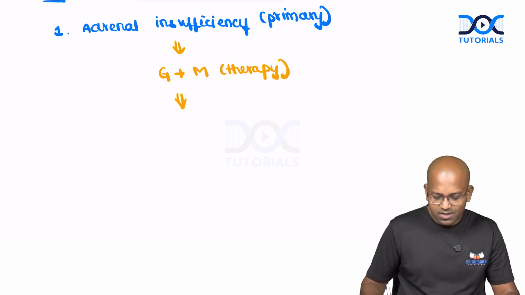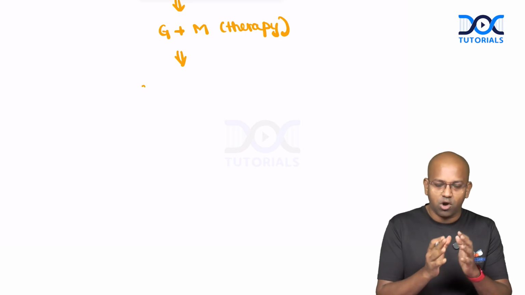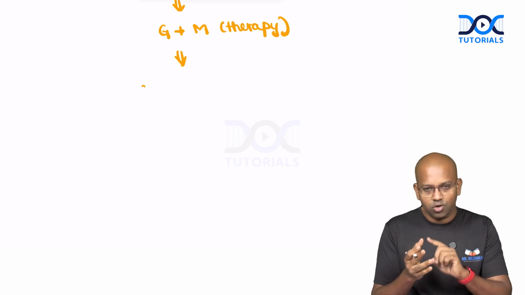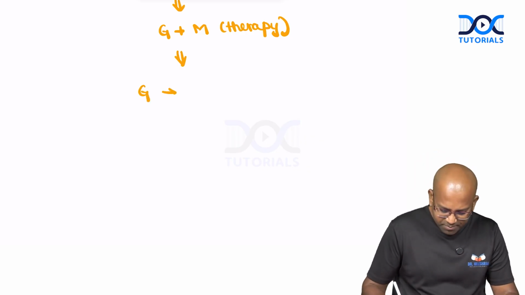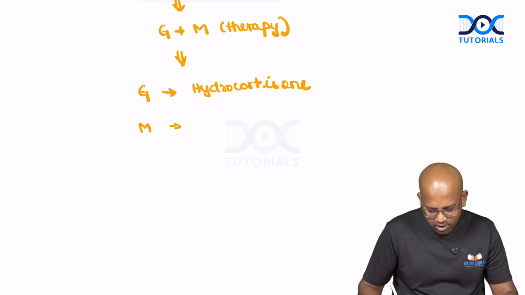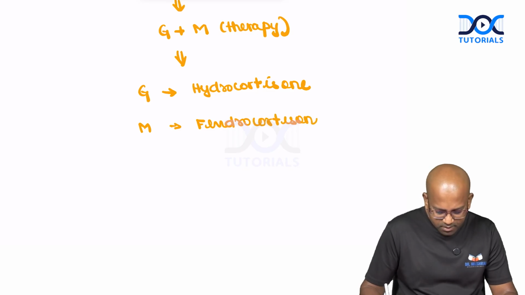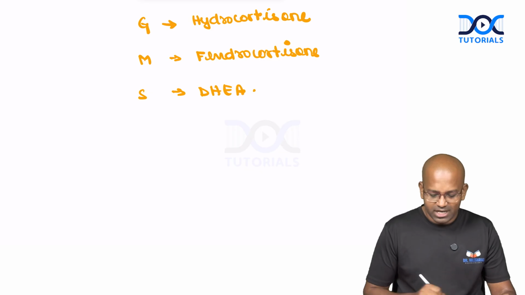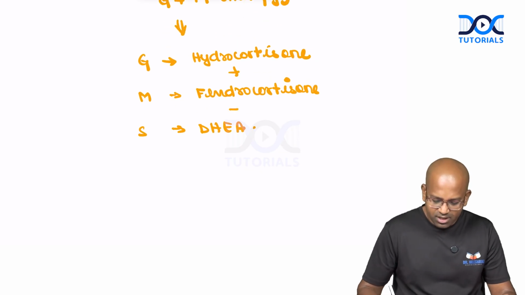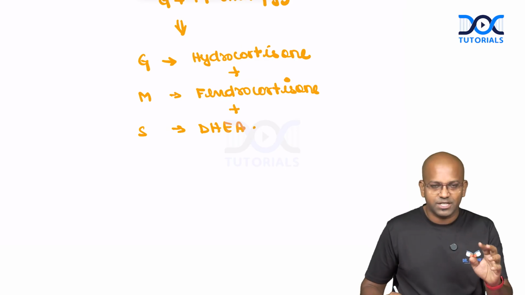Why do we give them together? Because in adrenal insufficiency, patients will be suffering from a deficiency of all these molecules. Sex hormones will be deficient, glucocorticoids will be deficient, and mineralocorticoids will be deficient. So for glucocorticoid, we prefer to give hydrocortisone. For mineralocorticoid, we prefer to give fludrocortisone, like Fludrup. And for sex hormones, we prefer to give DHEA, dehydroepiandrosterone. We give all of these drugs in combination in a patient who is suffering from adrenal insufficiency.